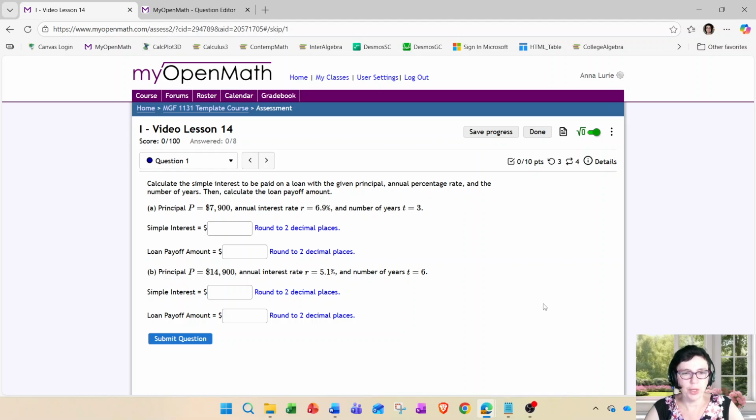In this video, we are going to start talking about borrowing money or loaning a certain amount, for example, a bank loans a certain amount to a customer. And at first, we are going to study something called simple interest. Okay, so what is simple interest? It's very easy to compute.